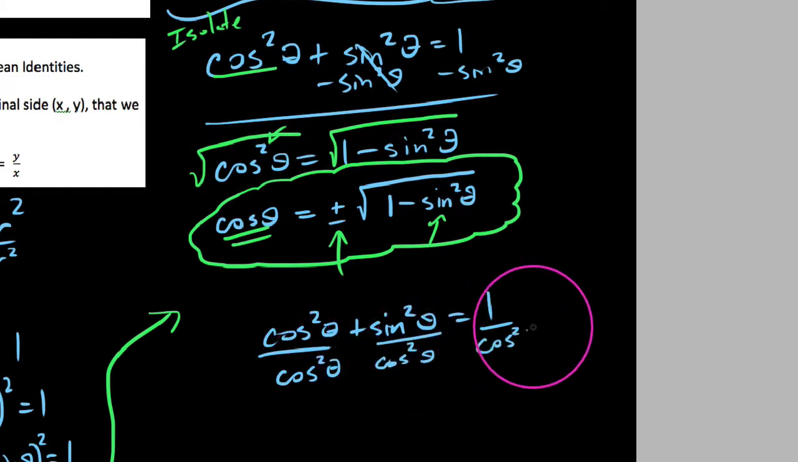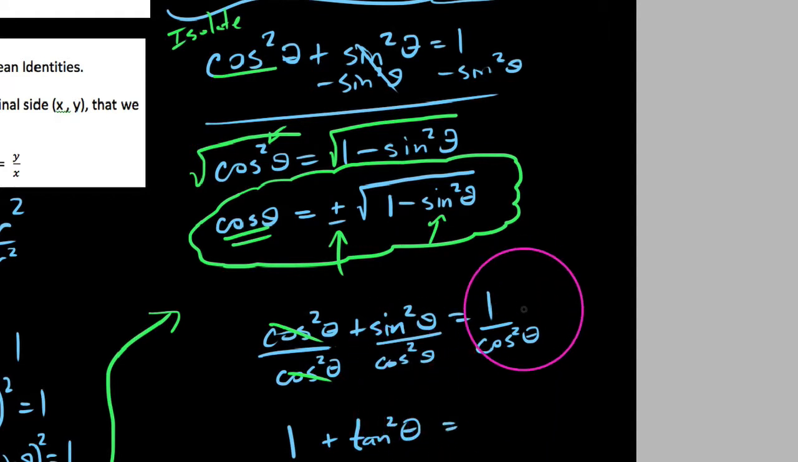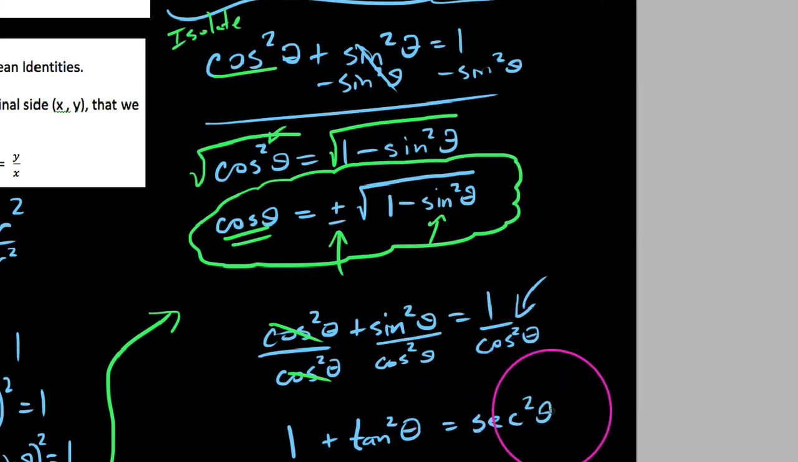What I want us to recognize is really this. Cosine squared divided by cosine squared would become just 1. And we know this, sine squared over cosine squared, this actually becomes sine over cosine squared from our ratio identity. We know that sine over cosine is tangent. So sine squared over cosine squared is tangent squared. And we say, well, this right here, this is just the reciprocal of cosine squared. What's the reciprocal of cosine? That is secant of theta.